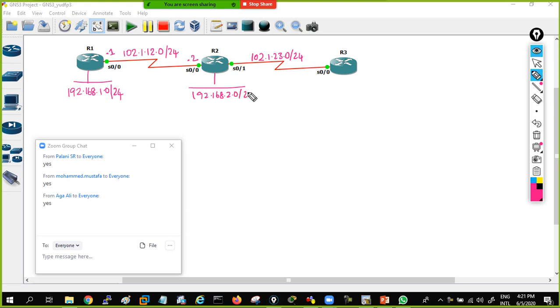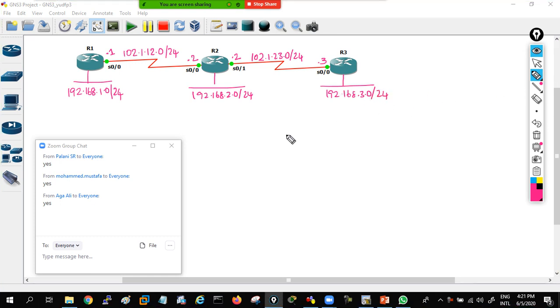And let's go to router 3. This is also configured with 102.1.23.3 on this side and .2 is the router 2 side. And the local network is 192.168.3.0/24. Everybody understand this concept, guys?